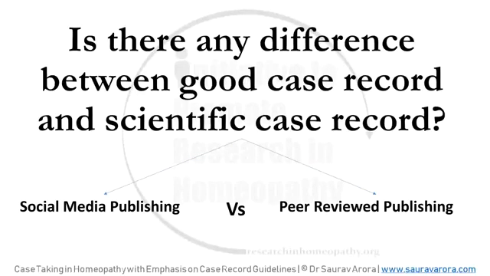And is there any difference between a good case record and a scientific case record? Because people keep on sharing their cases on social media, and people publish their cases in peer-reviewed journals also. So which one is good? Or is there any difference between the good case record and a scientific case record? You can leave your comments in the comment section, and I would love to have a discussion at the end of this webinar about a good case record and a peer-reviewed publication, a scientific case record to be precise.